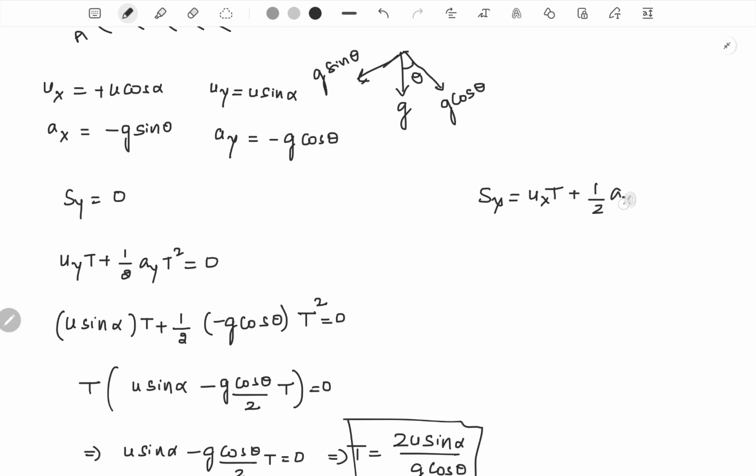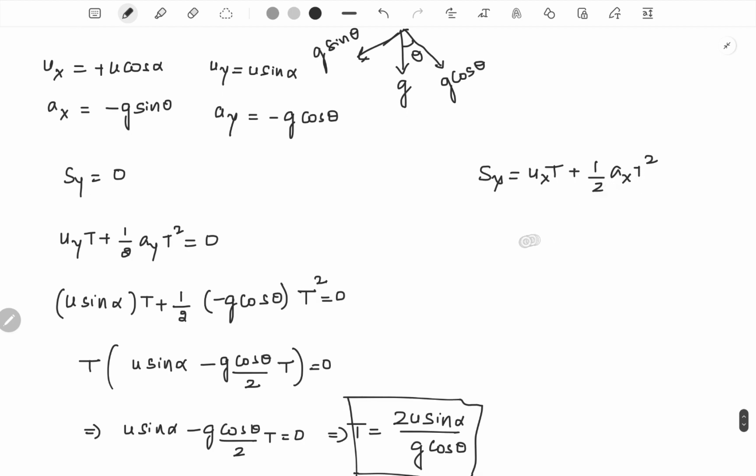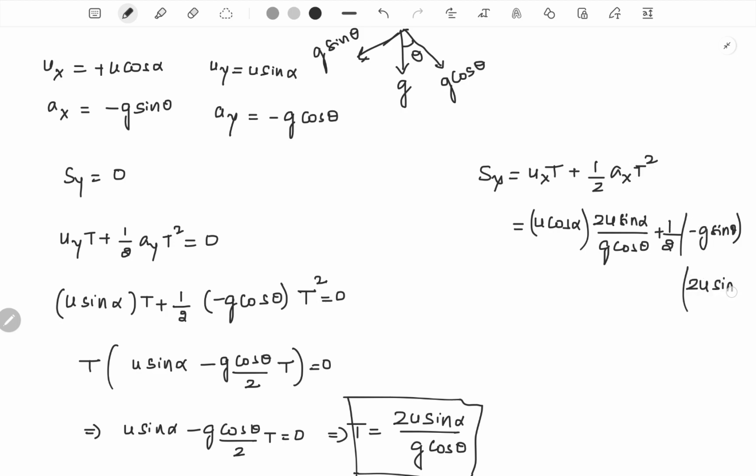The initial x component of velocity we got as u cos alpha, and t is 2u sin alpha by g cos theta, plus half into ax, given as minus g sin theta, into t squared, that is 2u sin alpha divided by g cos theta, whole square. Simplify this relation, and you would get the displacement of the body parallel to the inclined plane.